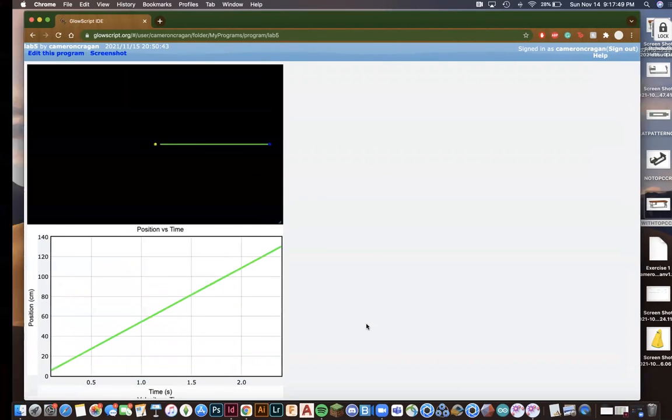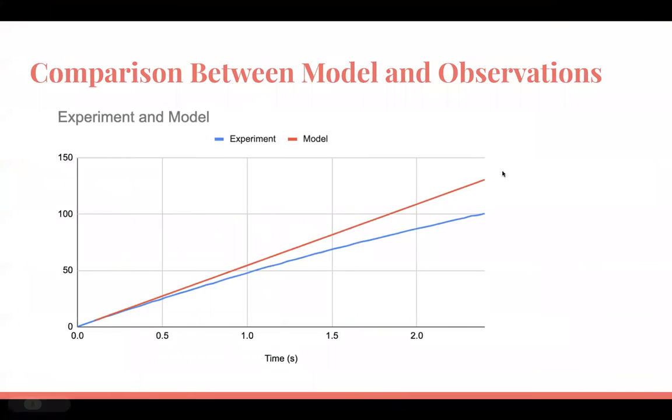And so to compare the two, this is how it looked comparing the experimental to the model. So you can see the experimental towards the end is different than the model because the experimental slows down due to friction. And so the actual velocity is not constant with the experimental, whereas the model would predict what it would be like if it were constant.